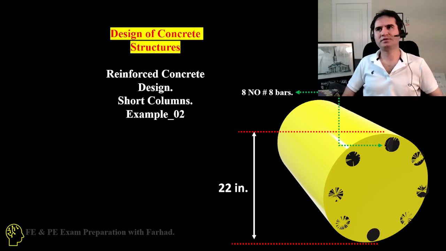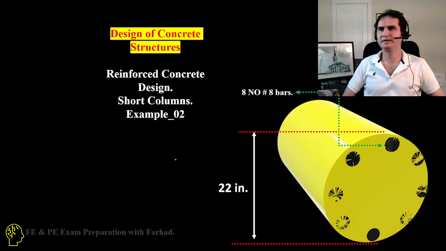Design of concrete structures, reinforced concrete design, short columns. Example number two. Let's do a few more examples in short columns and then move on to slender columns.